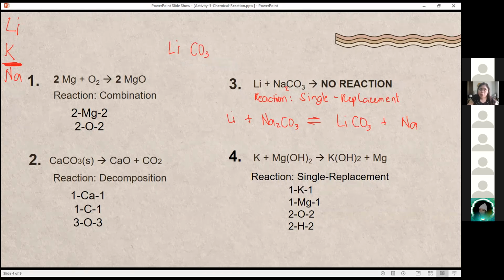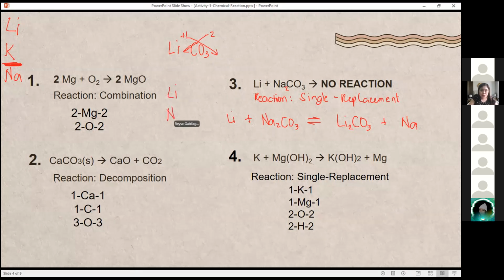Lithium belongs to group 1A in the periodic table. So this is +1. Carbonate is -2. So we need to do the crisscross. So thus, lithium should have a subscript na 2 here. Carbonate does not need 1. So Li2CO3. Now, if we look at our equation here, this is not balanced. So you have to balance this first.